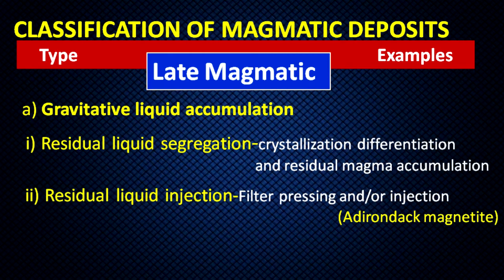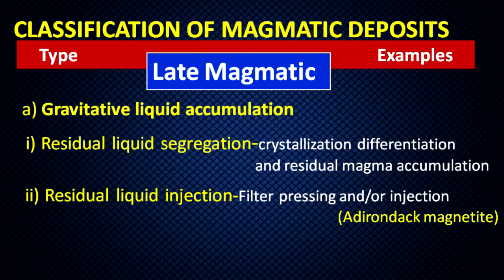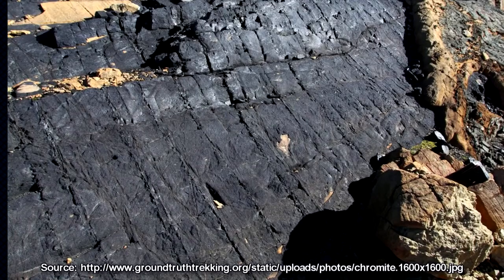You see carefully the early formed residual segregation. These early formed residual segregate crystals form a crystal mush, and in between this crystal mush there are liquids left out, and this liquid which is left out is called residual liquid. This liquid is under pressure, it undergoes a mechanism of filter pressing and forms injection deposits. The best example is the Adirondack magnetite deposit.